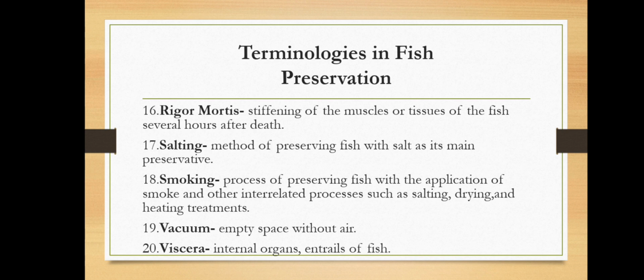Next is rigor mortis. Rigor mortis refers to the stiffening of the muscles or tissues of a fish or any organism several hours after death, and it occurs due to chemical changes in the muscles leading to a temporary state of rigidity. Salting. Salting is a method of preserving fish in which salt is the main preservative.